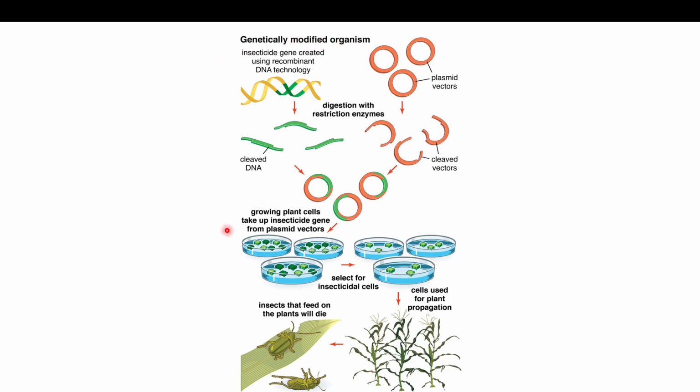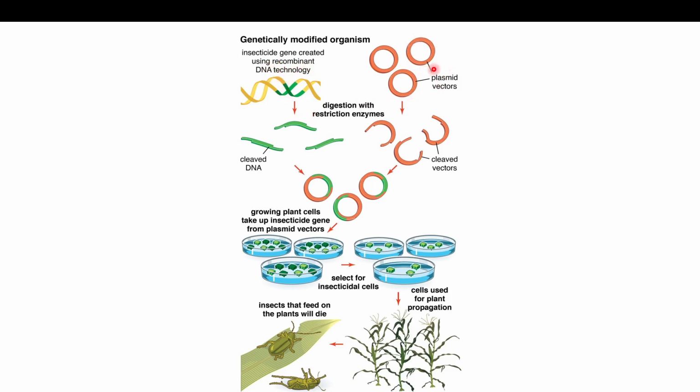Suppose we want to save crop plants from insects. Some sort of gene that is harmful to the insects, or that kills the certain kind of insect that infests the crop plants, that kind of protein-encoding gene, that insecticide-encoding gene, can be created using recombinant DNA technology.